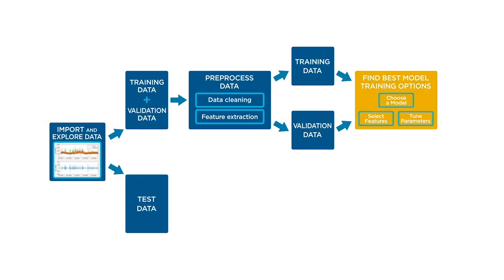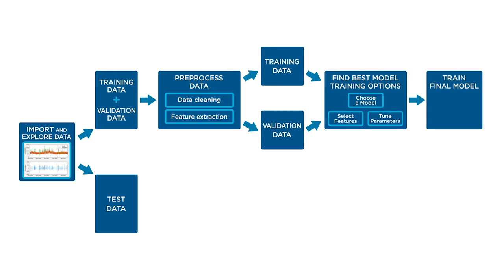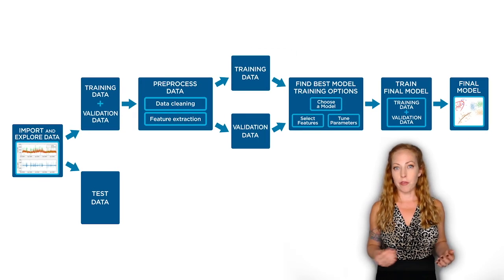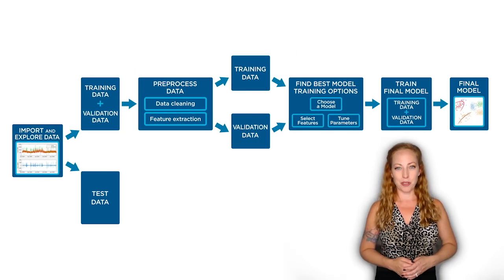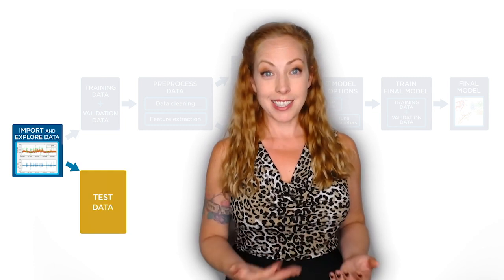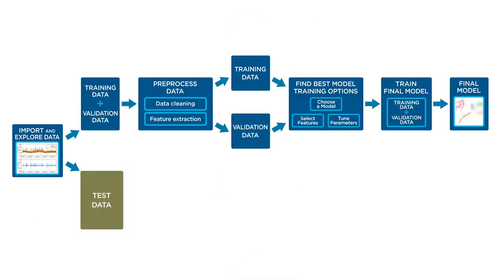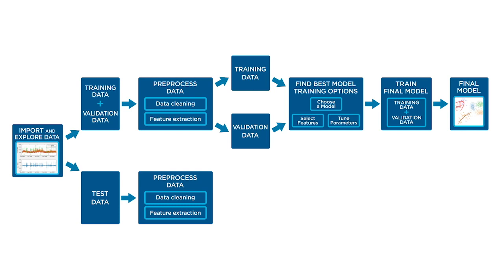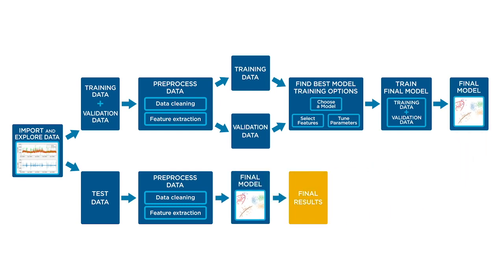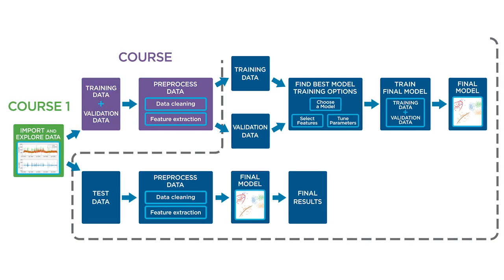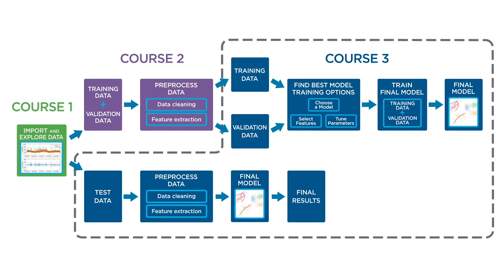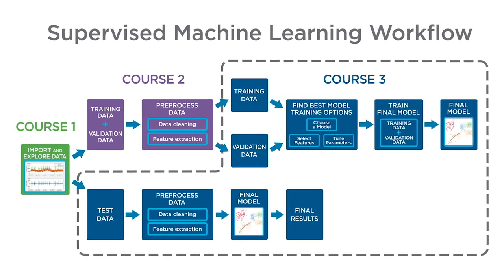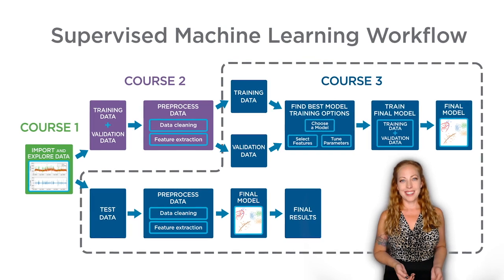When you've found the best model options, you train a final model using the combined training and validation data. Once you have your final model, it's time to apply it to new observations. This is where you use the test data that you set aside earlier. After applying the same pre-processing steps, use your model to predict outcomes on the test data. This is how well you can expect your model to perform on new observations. Now you can see how each course in the specialization fits into the supervised machine learning workflow. So let's see how this course is organized.